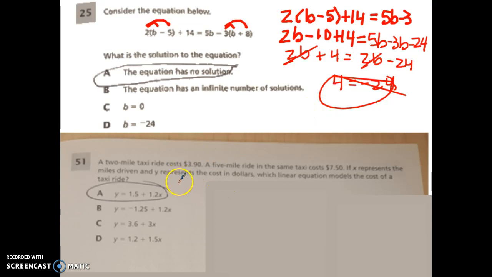Now this problem, y'all, please pay attention. So, a 2-mile taxi ride costs $3.90. A 5-mile ride in the same taxi costs $7.50. If x represents the miles driven and y represents the cost in dollars, which linear equation models the cost of the taxi?